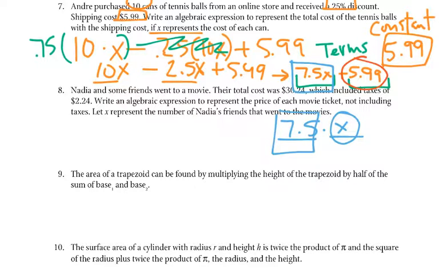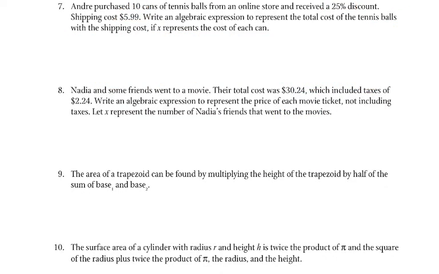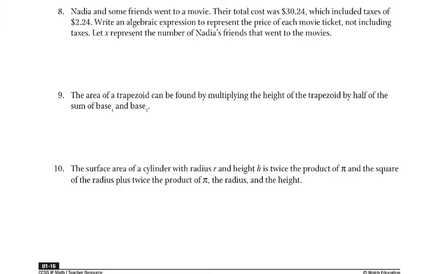Alright, so let's look at number 8 now. Okay, Nadia and some friends went to a movie. Their total cost was $30.24, which included taxes of $2.24. Write an algebraic expression to represent the price of each movie ticket, not including taxes. Let x represent the number of Nadia's friends that went to the movies.